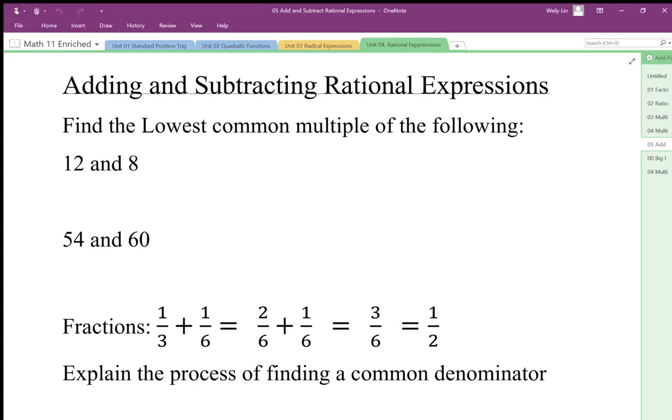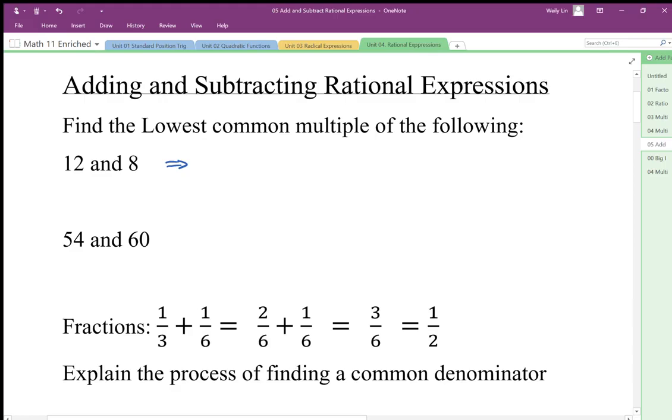For adding and subtracting rational expressions, we need to find a lowest common denominator. So we're just going to first practice with finding lowest common multiples of numbers. So if we have 12 and 8, the lowest common multiple for this is going to be 24.